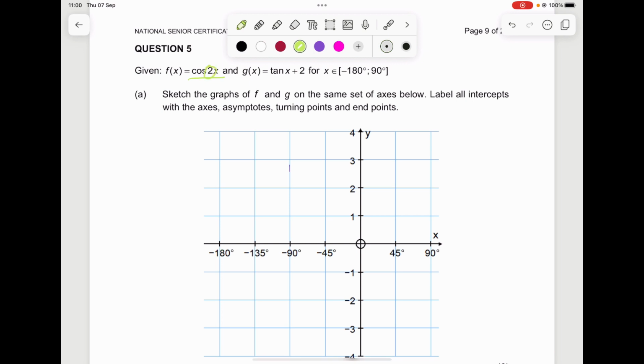So this 2 in front of the x will tell us about the period. And what that x tells us to do is what your period is being divided by. So 360 is the normal period, and that's being divided by 2, so that's 180.